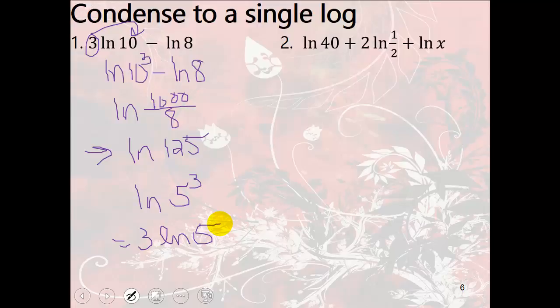And number 2, we would have the natural log base e of 40 plus 2 times the natural log base e of 1/2 plus the natural log base e of x.